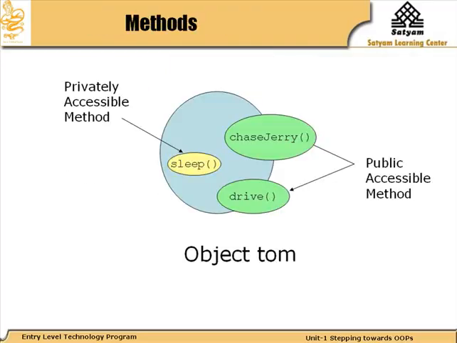Methods. An object's behavior needs different access rights, as some behaviors are private to the object and should be only available to the object itself. I will explain this in detail when I discuss Java access modifiers.